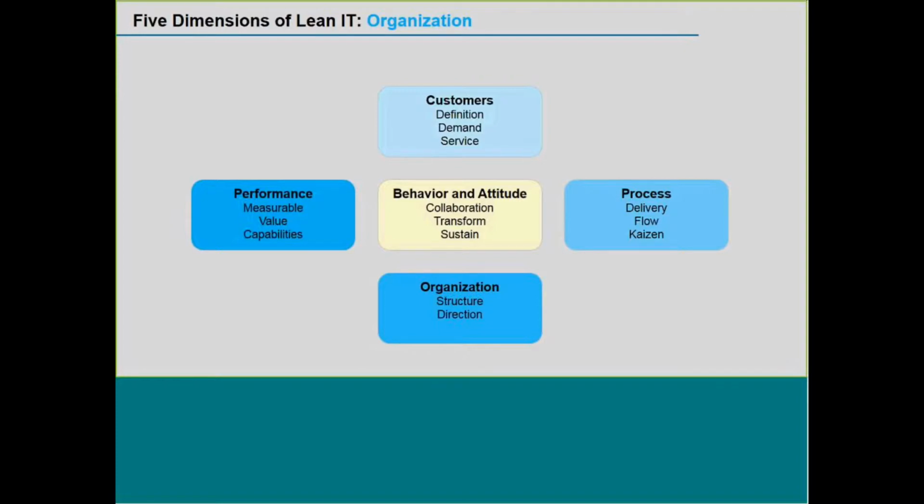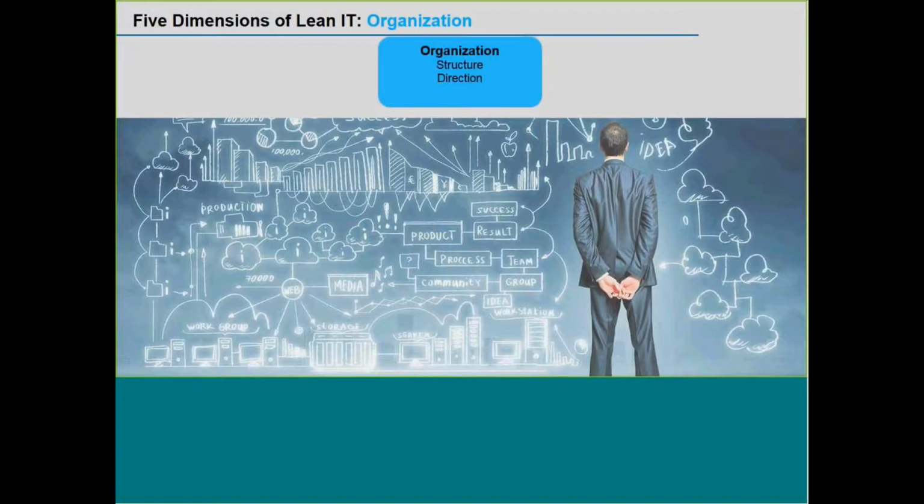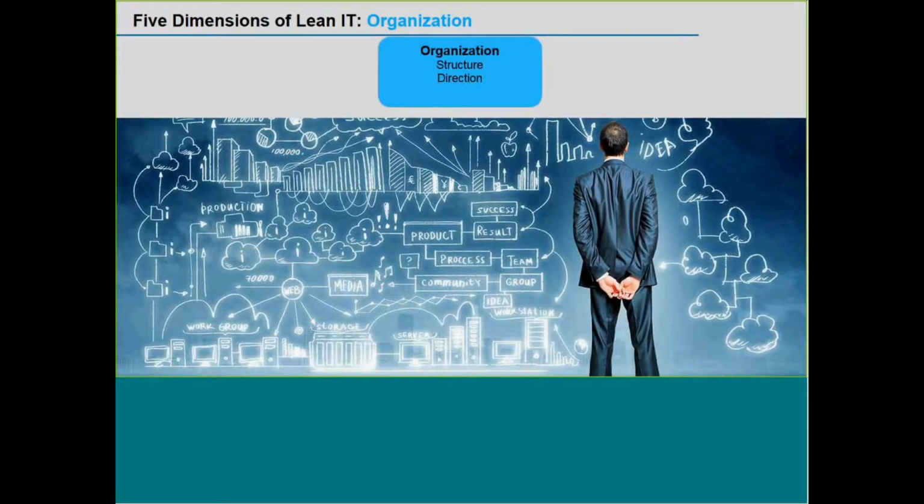So far, we've been covering the 5 dimensions of the Lean IT organization. We started off with covering customers. We moved on to process. Today, we will be covering organization. We will move on to performance and finish up with behavior and attitude in the following sections.